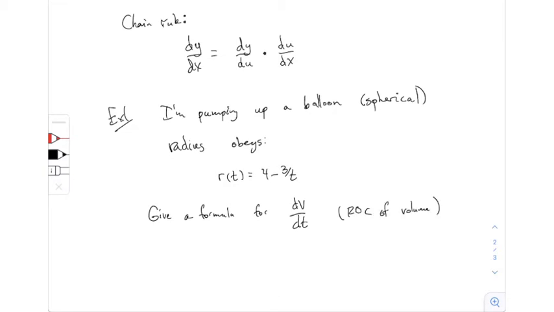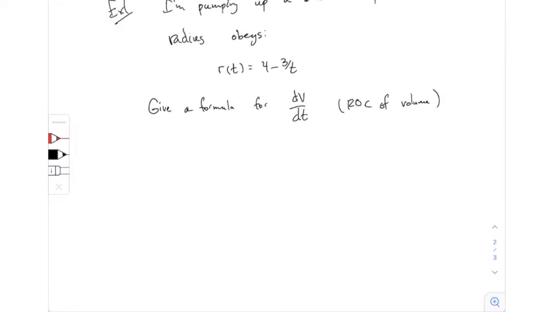I hope you can see the setup here: I told you what the radius is over time. You could, if you want to, find the derivative of that, and that would tell you how fast the radius is changing. But I'm asking you about the volume, and the volume depends on the radius, and the radius itself depends on time. So I have the volume, the radius, and the time. What I'm going to do is make a formula for each. I have a formula for r, which I already told you, 4 minus 3 over t.